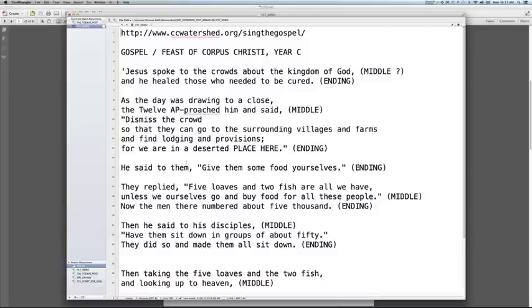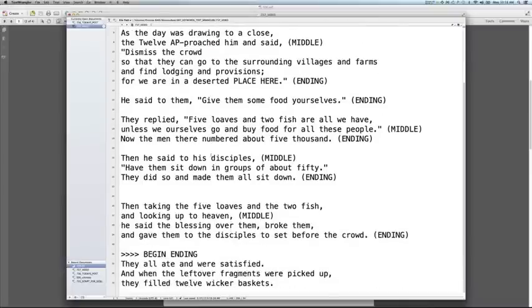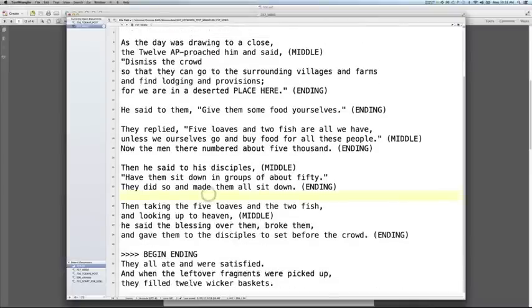yourselves. They replied, 5 loaves and 2 fish are all we have, unless we ourselves go and buy food for all these people. Now the men there numbered about 5,000. Then he said to his disciples, have them sit down in groups of about 50. They did so and made them all sit down.